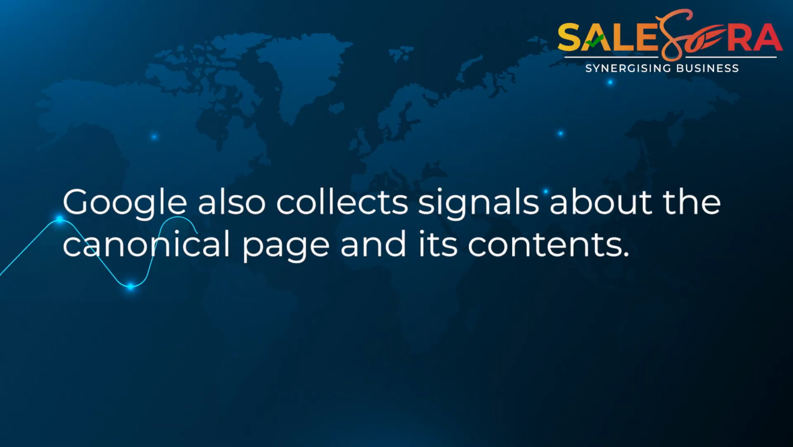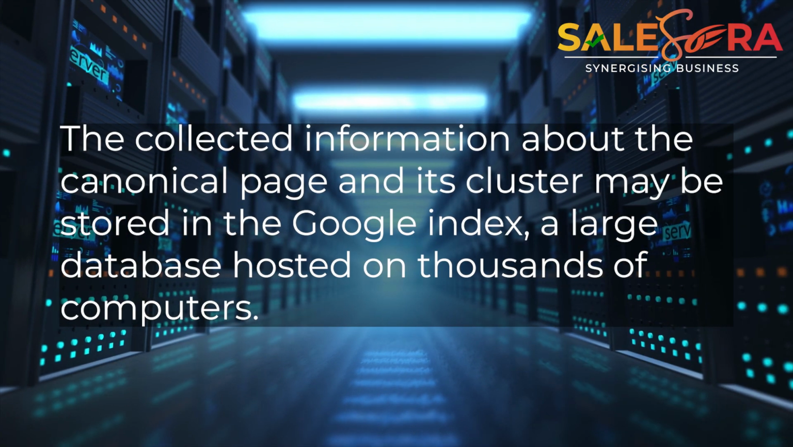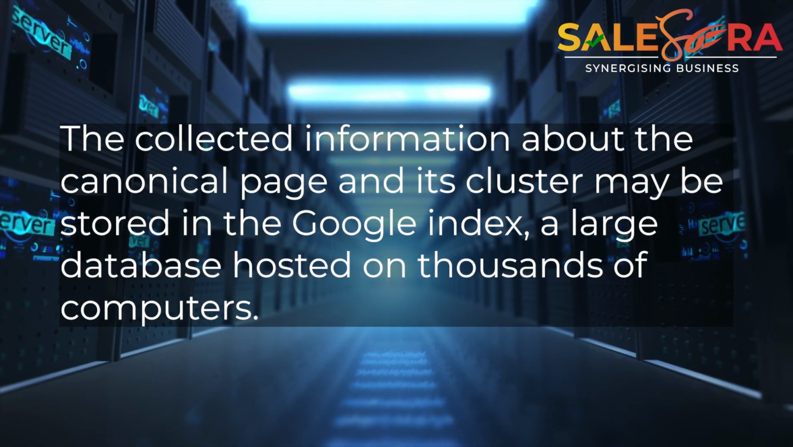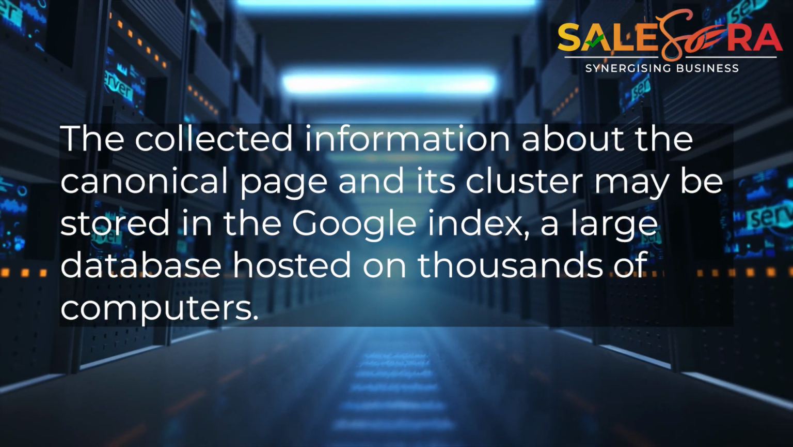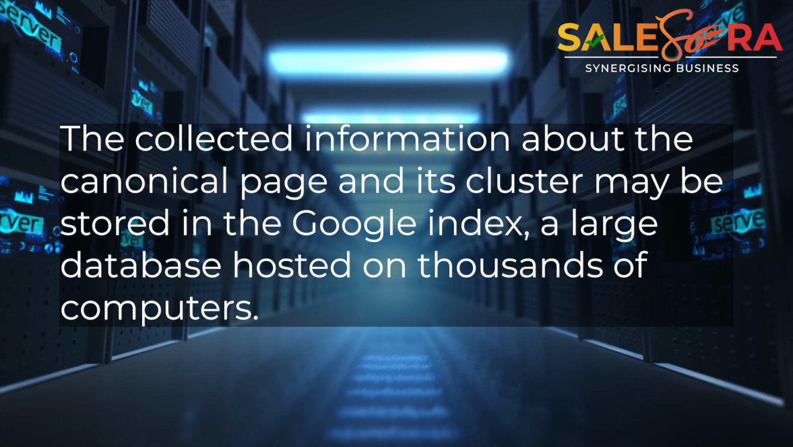Google also collects signals about the canonical page and its contents. Some signals include the language of the page, the country the content is local to, and the usability of the page. The collected information about the canonical page and its cluster may be stored in the Google Index, a large database hosted on thousands of computers.